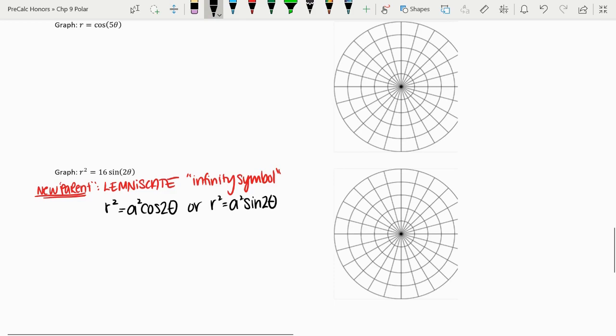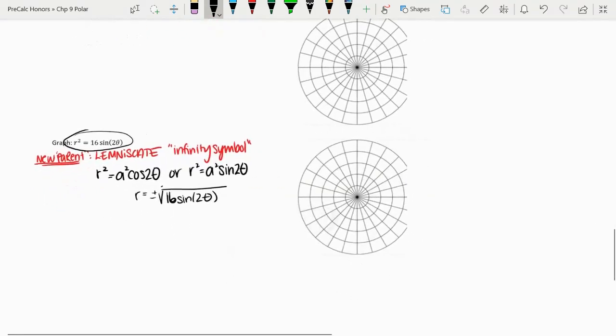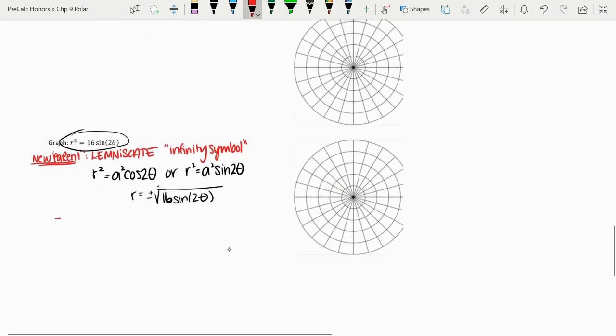And I would maybe try to graph this on your calculator, Desmos. Remember, you can only graph r equals. So we could solve these for r, right? I'll do sine. I'll actually just solve this equation for r, right? It would be plus or minus square root of 16 sine 2 theta. So you'd have to graph it as two separate equations, a plus root 16 sine 2 theta and a minus root 16 sine 2 theta. So to graph these, again, a couple things that are helpful.